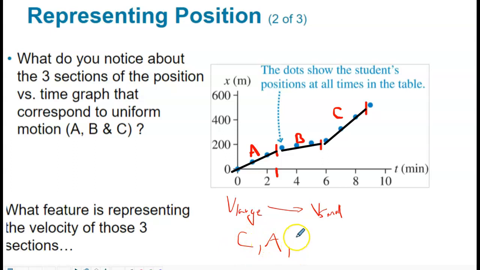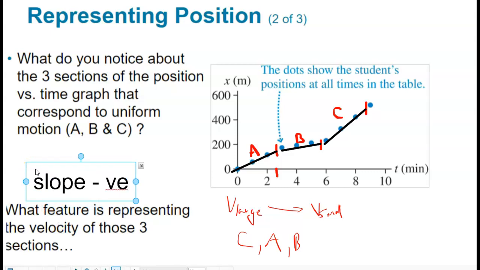And what do you notice about those lines compared to the way they look? What I would say is that the one that is the steepest is C, and the one that is flattest is B, and then A is in between. So that steepness, which is commonly known as slope, is representing the velocity on this particular graph. So the steeper the line, the faster it's moving, the greater displacement it has in a smaller amount of time. That is the concept that we're trying to get out of this.